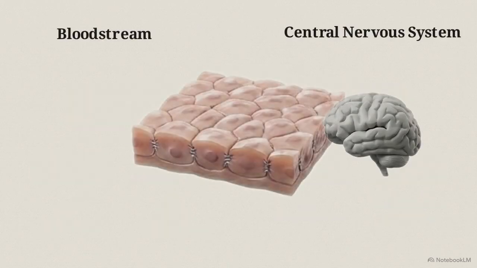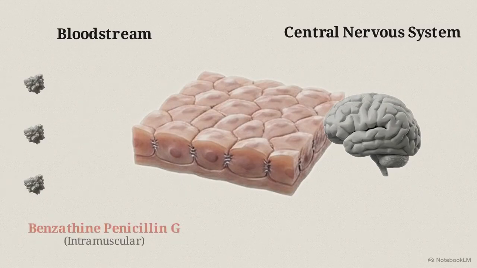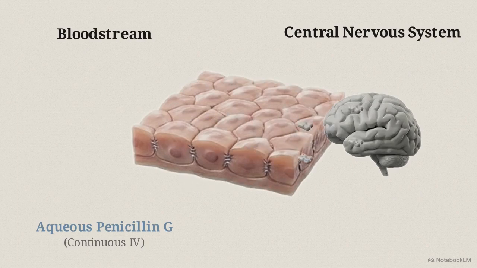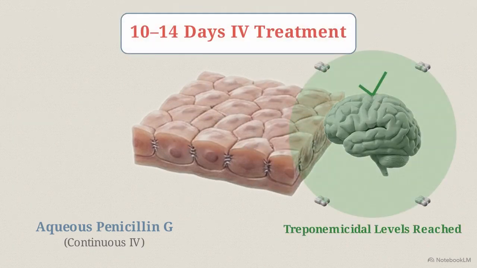This diagram illustrates a critical pharmacokinetic failure. Intramuscular benzathine penicillin G bounces off the blood-brain barrier and cannot achieve treponemocidal concentrations in the cerebrospinal fluid. Therefore, the absolute treatment mandate for suspected neurosyphilis is continuous IV aqueous penicillin G for 10 to 14 days.